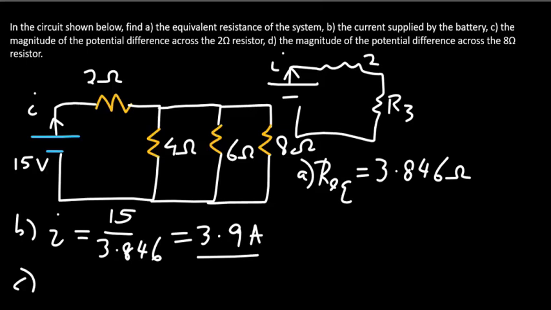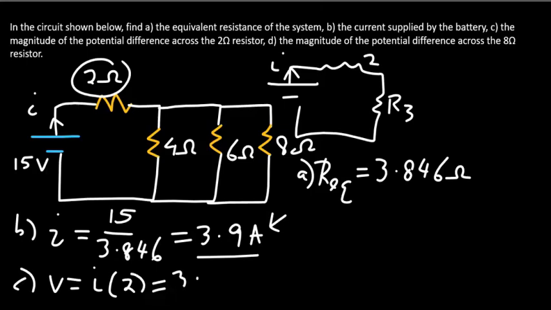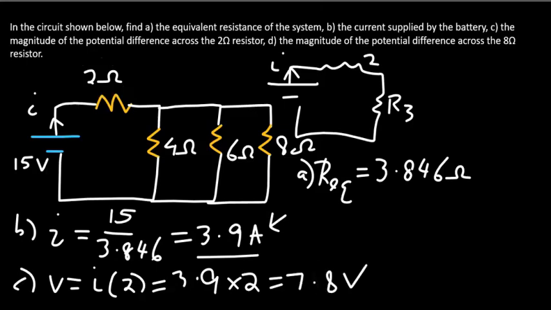Now let's look at part C, the magnitude of potential difference across the 2 ohm resistor. Now we know the current through that 2 ohm resistor is 3.9 ampere. So that's I. And the value of the resistance is 2 ohms. So 3.9 times 2, which is 7.8 volts.